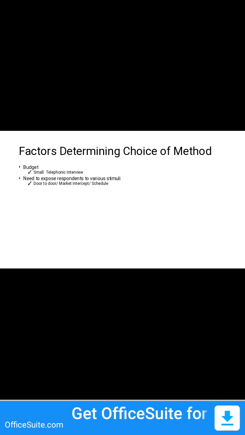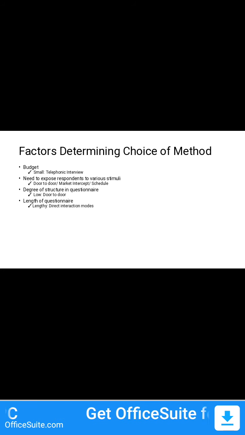Now you have to find out which types of surveys are going to be more useful in such a case. Naturally you cannot go for telephonic. How are you going to make him taste three different flavors on telephone? Would you be able to do that? On email, would you be able to do that? No. But yes, door to door, market intercepts, you can always do that. Also, of course, in schedules.